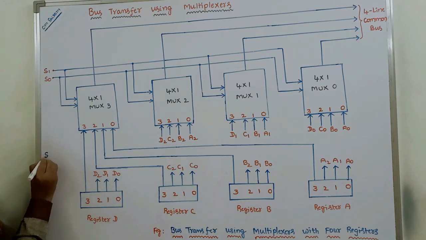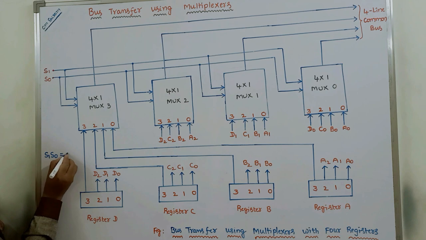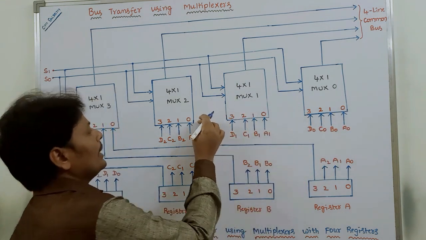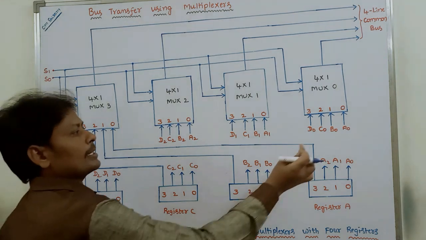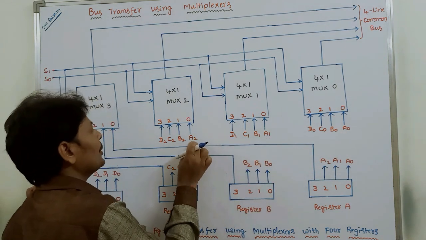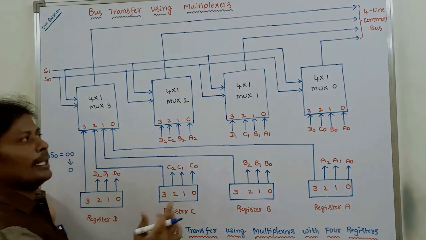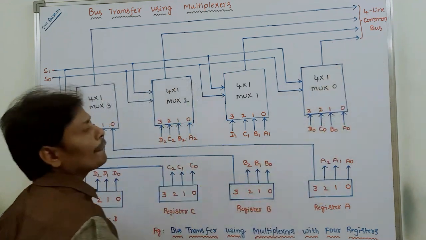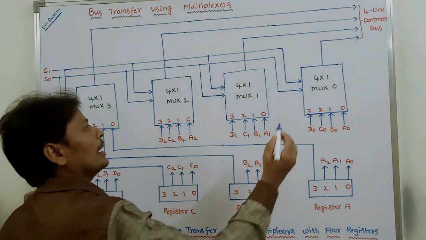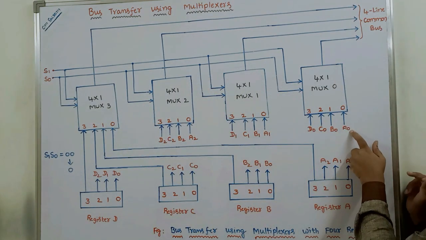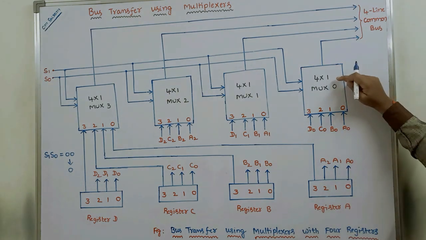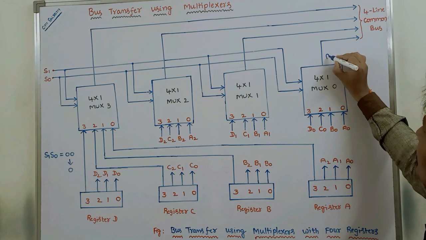So, S1, S0 equal to 0, 0. The decimal equivalent value is 0. We have to select the 0 data input of each and every multiplexer. That is, A0, A1, A2, A3 bits are selected and sent as output, connected to the 4-line common bus. So here A0 bit is selected when S1, S0 is equal to 0, 0, and it is connected to the output line. So this is A0.